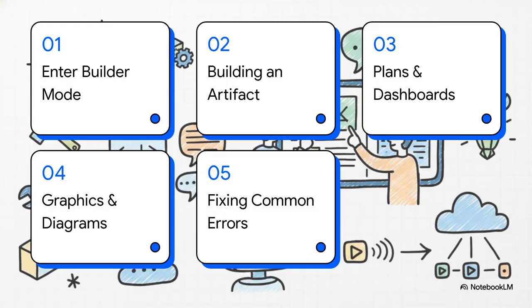Here's our roadmap. First, we'll enter builder mode. Then we'll actually build your very first artifact, step by step. After that, we'll explore how to put this to work with project plans and dashboards, check out some SVG graphics and diagrams, and finally, we'll troubleshoot some of the common errors you're bound to hit along the way.